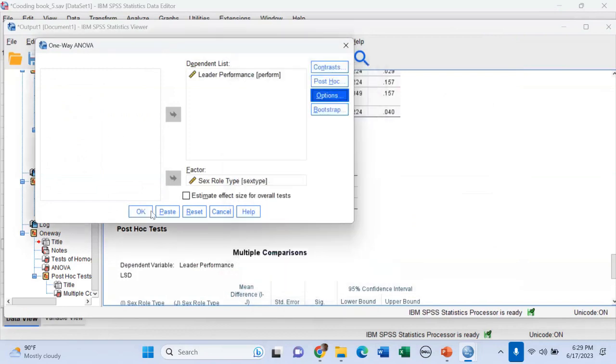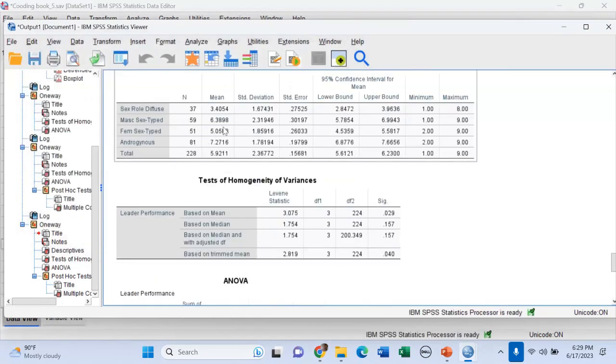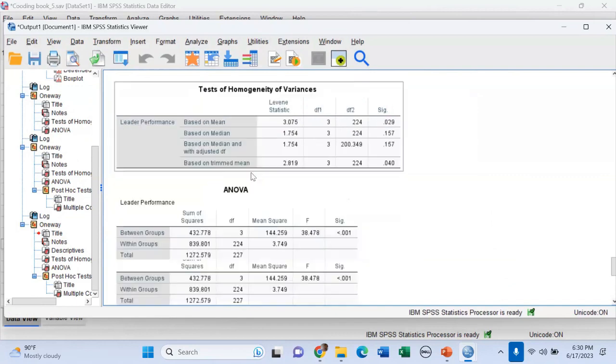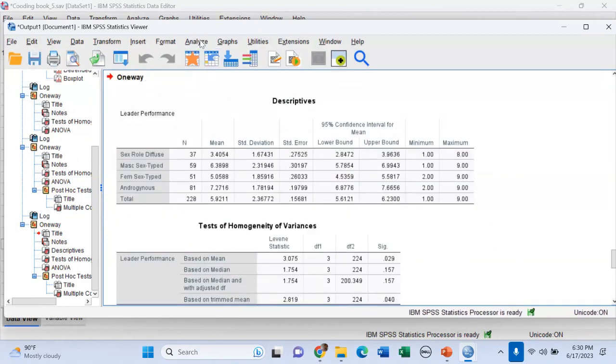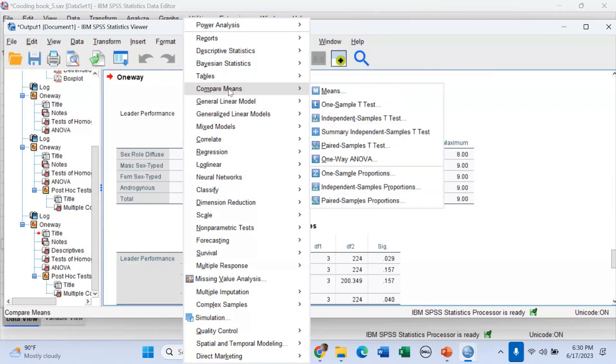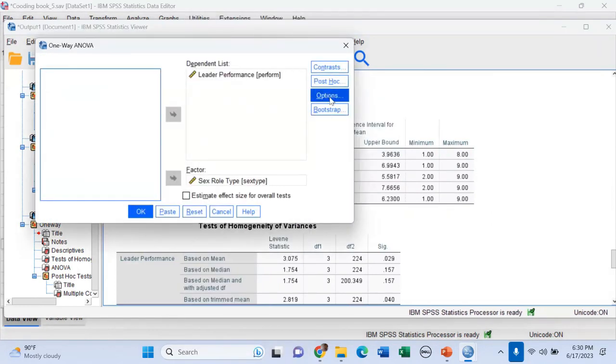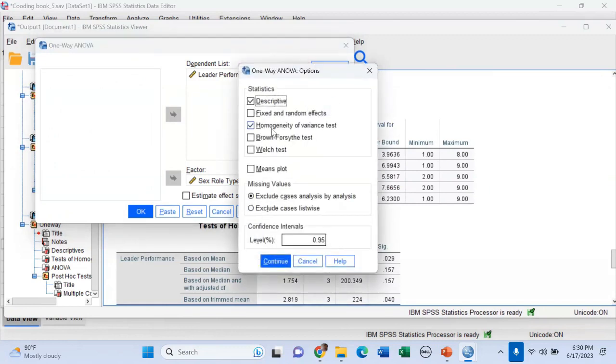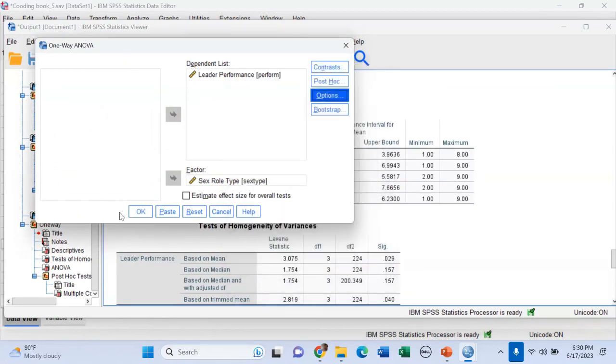descriptives. I'm just repeating again. We also have to conduct descriptives. In order to do that, go to analyze. Are you there with me? I'm just repeating the test again. Go to analyze, compare means, one-way ANOVA. While doing the test, we also need to select descriptives along with the homogeneity of variance. If you have descriptives, you are going to understand what is the mean of each sex type.